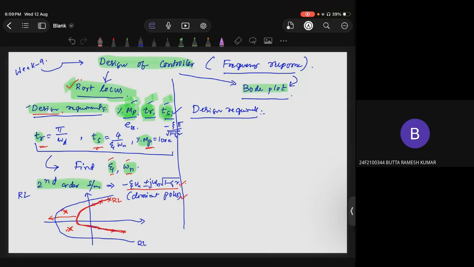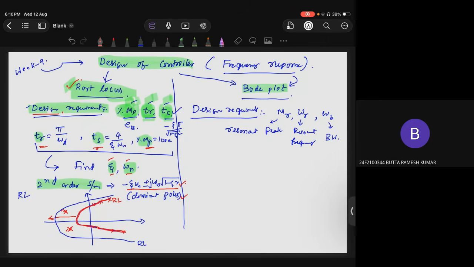Okay. In frequency response, the design requirements are in terms of the resonant peak Mr, the resonant frequency omega r, and the bandwidth omega b. So what are these? This is the resonant peak. This is the resonant frequency. This is the bandwidth.